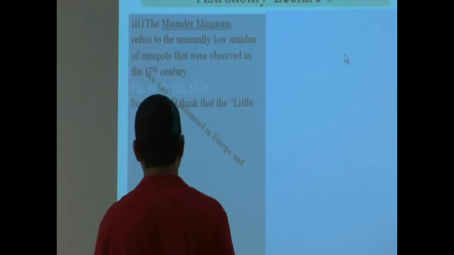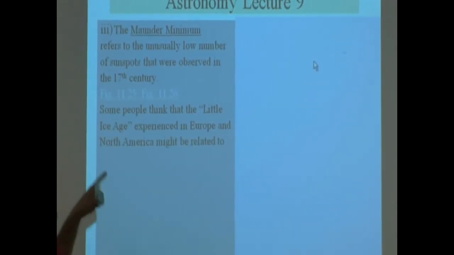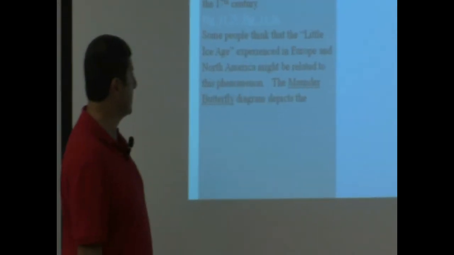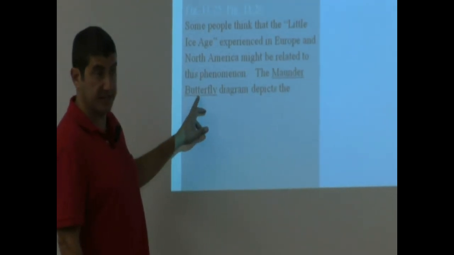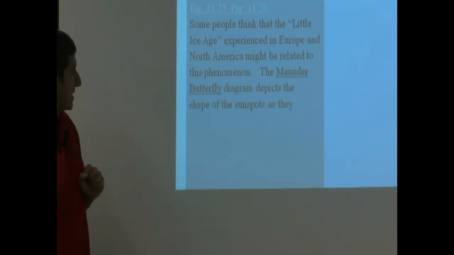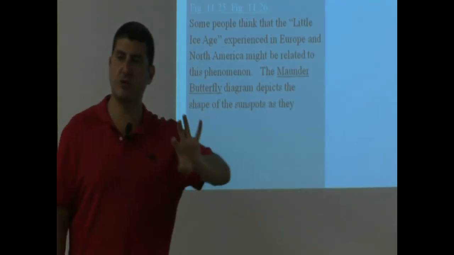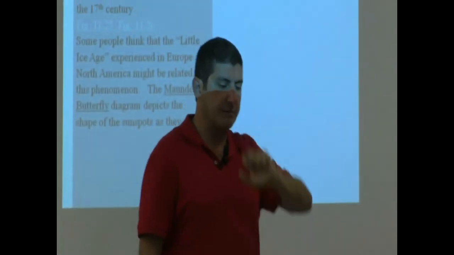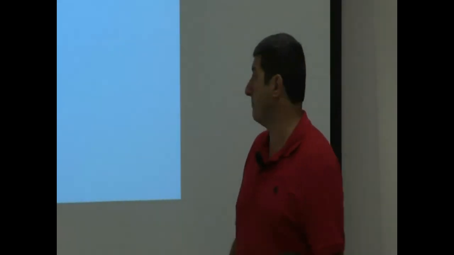Some people think that the little ice age experienced in Europe and North America might be related to this phenomenon. The Maunder Butterfly Diagram was also discovered by the same scientist, whose name is Maunder. It depicts the shape of the sunspots. So the Maunder Minimum is a different thing. It's the low number of sunspots. The Maunder Butterfly Diagram shows how the sunspots are occurring and where they are occurring, as they appear in their 11-year cycle. So this is what we found out.